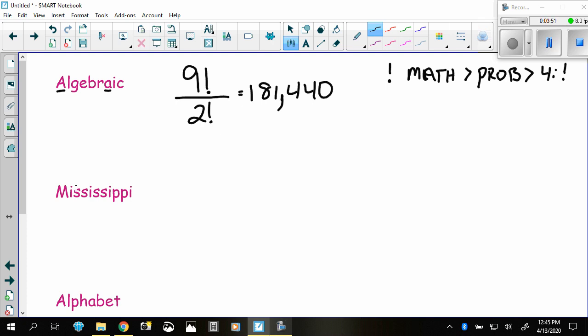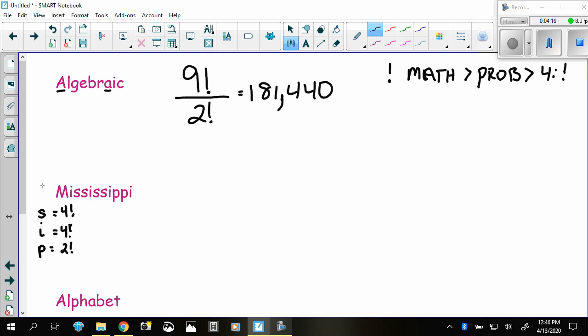Okay, so now down here we have multiple letters that repeat. So for S, we have 1, 2, 3, 4 S's. So we're going to have a 4 factorial for the S's. We have 1, 2, 3, 4 I's. So we're going to have another 4 factorial for the I's. And then we have 2 P's. So we have P that repeats twice.